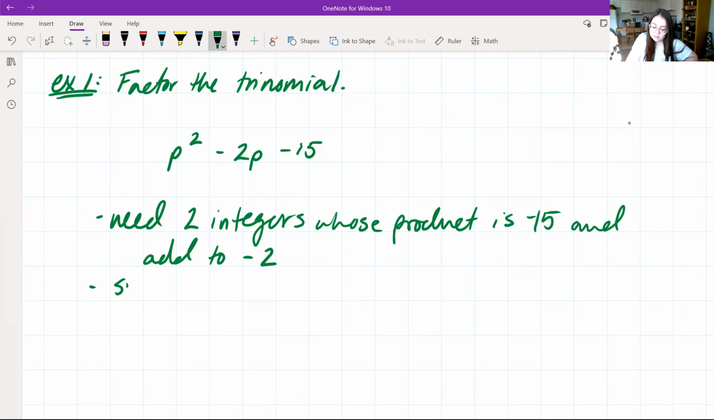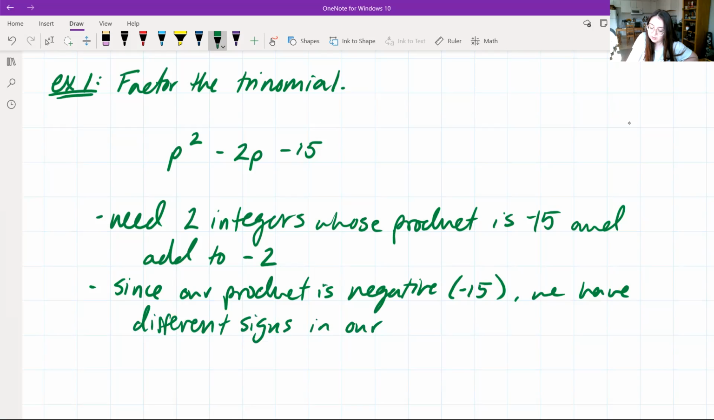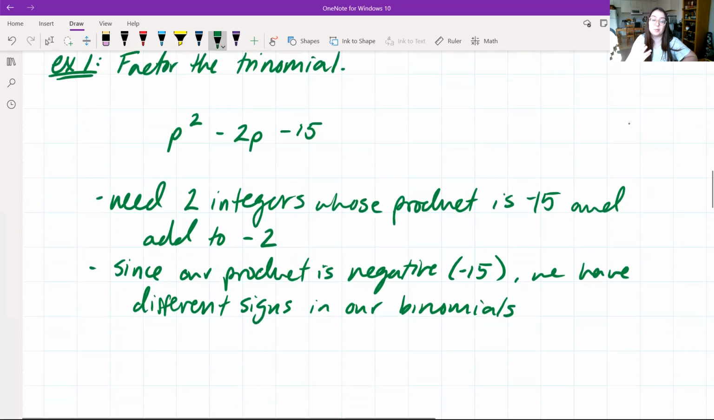So since our product is negative, which our product, negative 15, is negative, we have different signs in our binomials. We can also deduce that since our sum is negative, this means that whichever one of our integers has greater value, that's going to be the one that's negative or being subtracted.